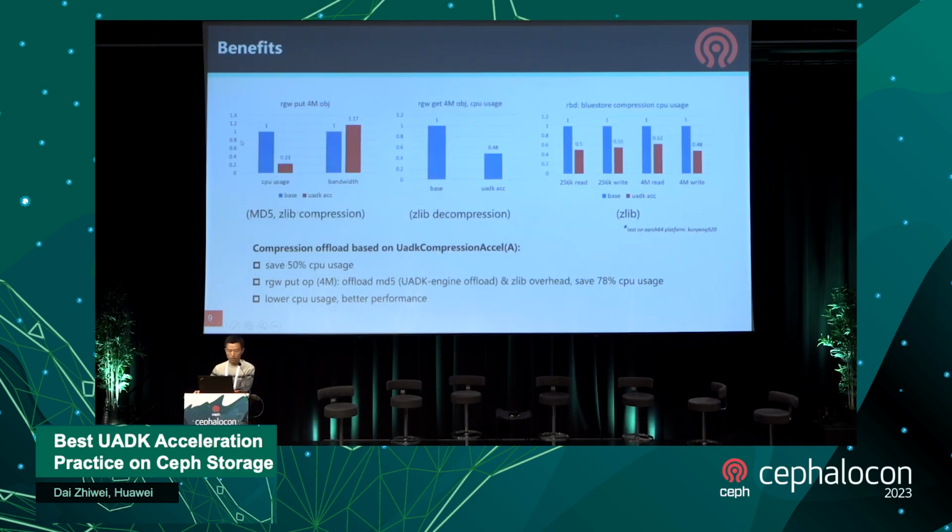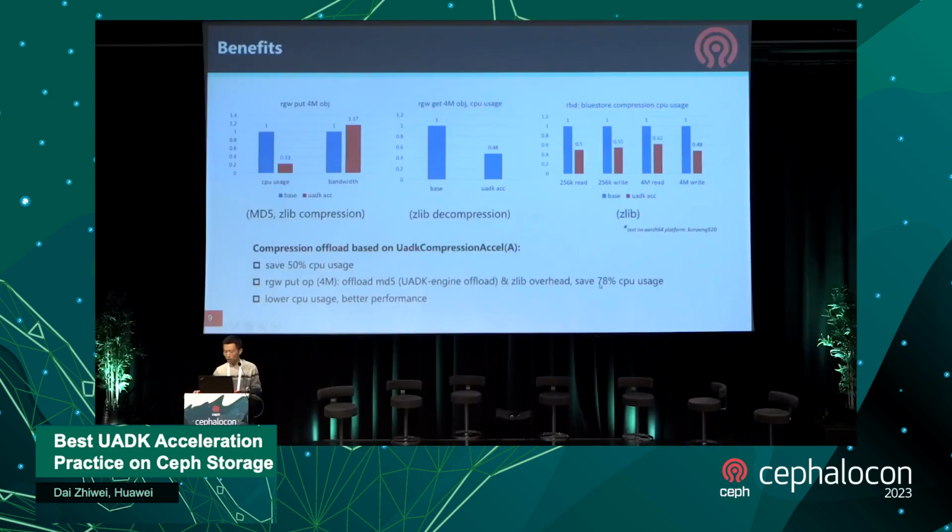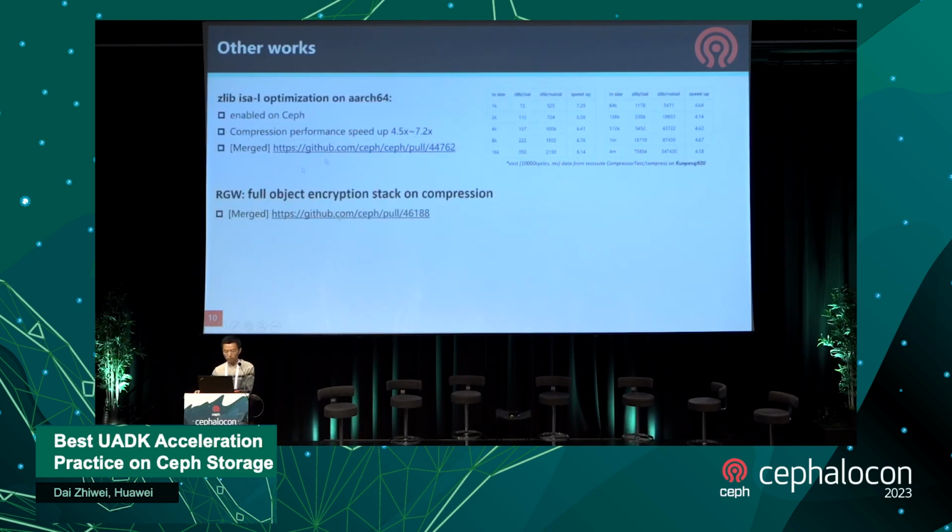Okay, this is our test result based on the UADK compression accelerator. We can see that we also save about 50% CPU usage. If we offload MD5 and zlib overhead at the same time, we also get about 68% CPU usage saving. Okay, we got lower CPU usage and better performance.